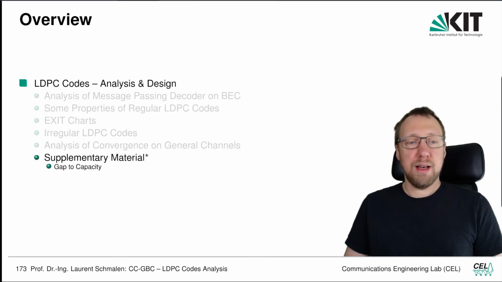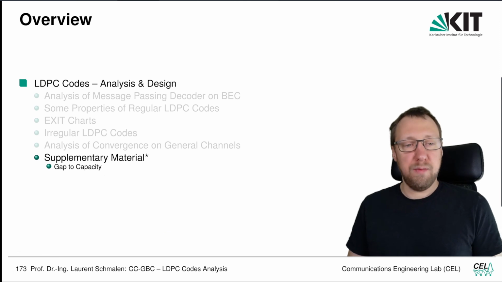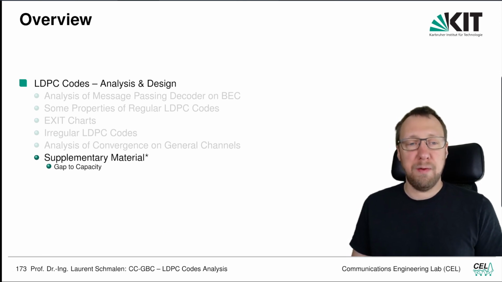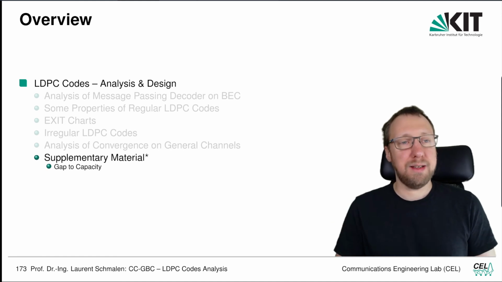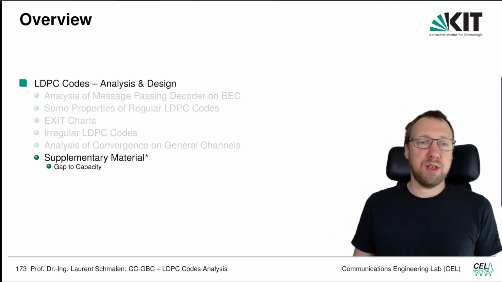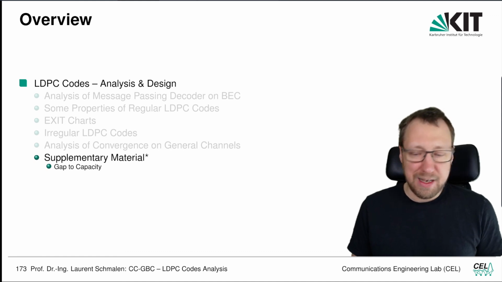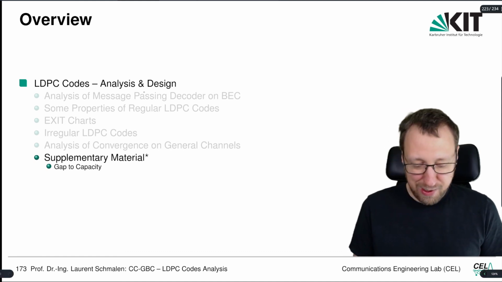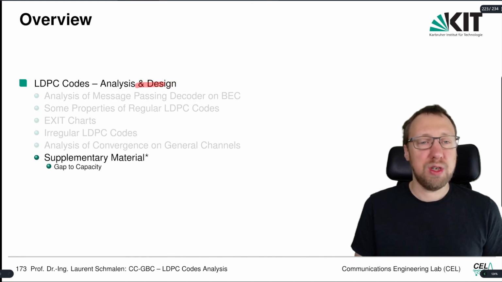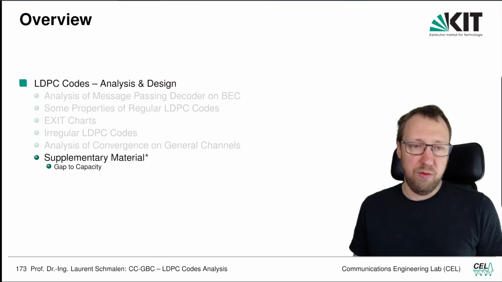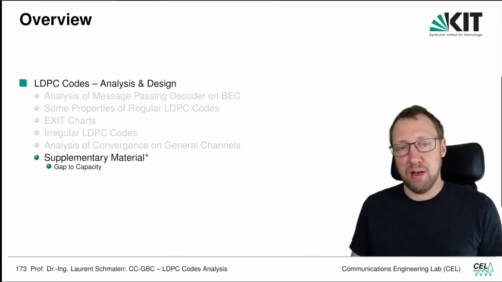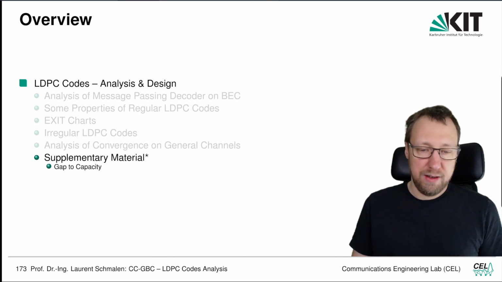So with this, we're at the end of the chapter. We have some supplementary material here that you can do in self-study. We have this very nice proof of the gap to capacity theorem. And with this, we reached the end of our analysis chapter. The next chapter is called Analysis and Design. This is reminiscent of the previous one. The design means the degree distribution design. And we now know how to analyze LDPC codes and how to design distributions.